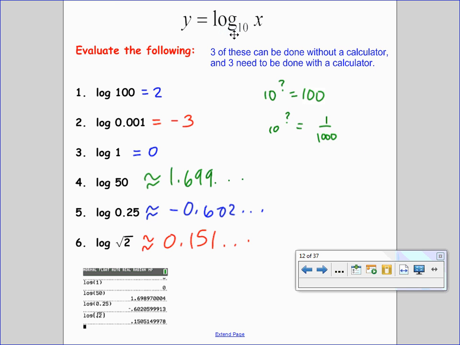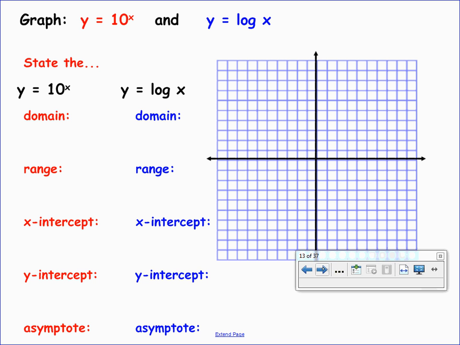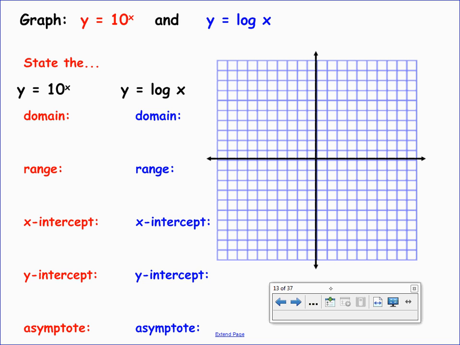Awesome. Okay, so we can evaluate a common log using our knowledge of perfect powers of 10, or if my input's not a perfect power of 10, we can use the common log button on my calculator. So that's pretty sweet. Let's go ahead and get a graph of y equals 10 to the x and compare it with y equals log of x. Then we'll state the domain, the range, the x and y intercept.